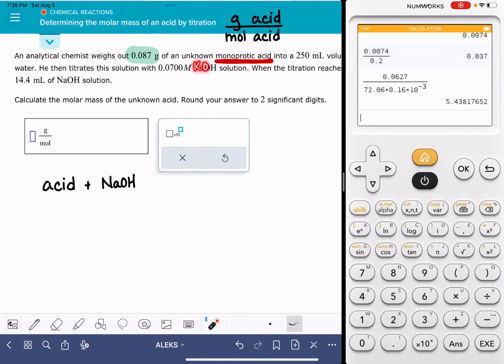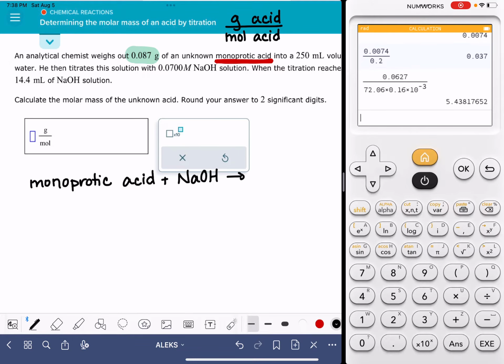Maybe there might be some problems that use KOH or LiOH instead of NaOH, and if that's the case, don't even worry about it. KOH, NaOH, LiOH, they all react the exact same way. If we have a monoprotic acid, monoprotic means that the acid has one acidic hydrogen, mono being the prefix for one. A monoprotic acid is going to react in a 1-to-1 ratio with the base, NaOH. That is going to be the stoichiometry for the reaction.